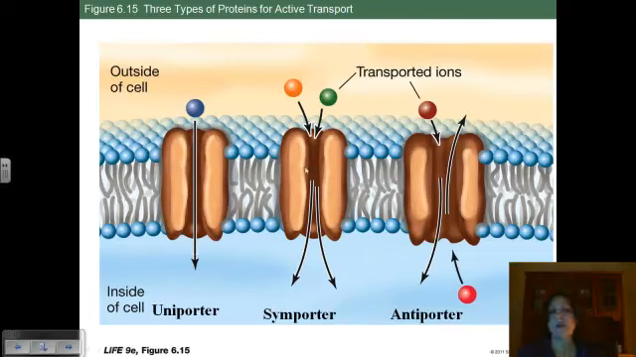Symporters are where one molecule is being pumped and another molecule kind of comes along for the ride. So they're being simultaneously pumped through. And then an antiporter, we'll see this as well, and this is where one molecule will be pumped in, while another molecule will be moving out. So it's going in opposite directions, so that's an antiporter. And we're going to see examples of each of these as we progress through the school year.